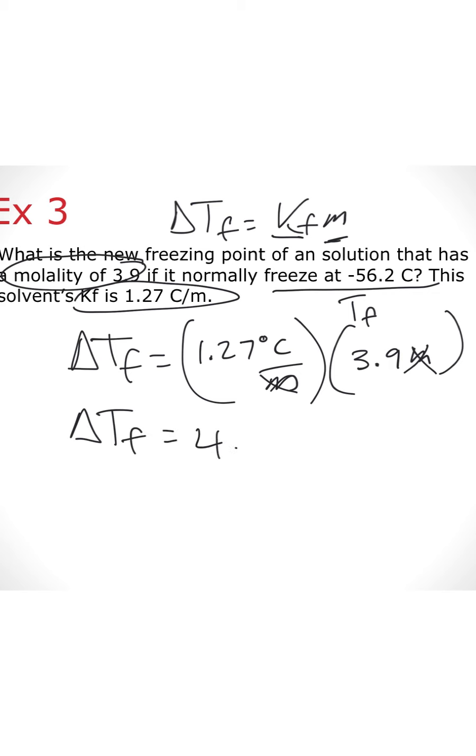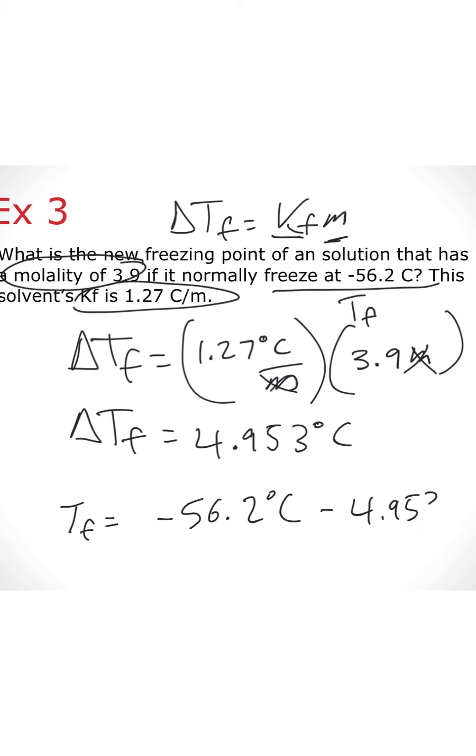equal 4.953 degrees Celsius. That's the change in temperature, and this is called freezing point depression. So that means we have to subtract it from the normal freezing temperature. So the normal freezing temperature is -56.2 normally, and we're going to have to subtract 4.953 degrees Celsius.